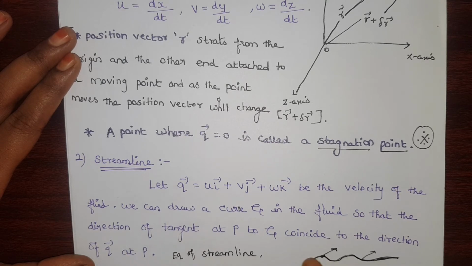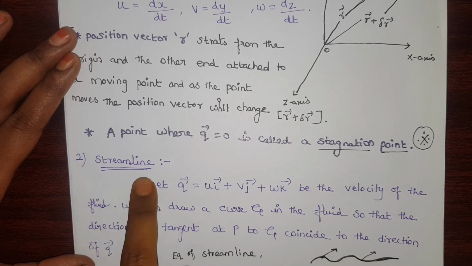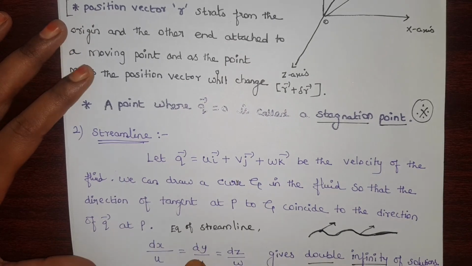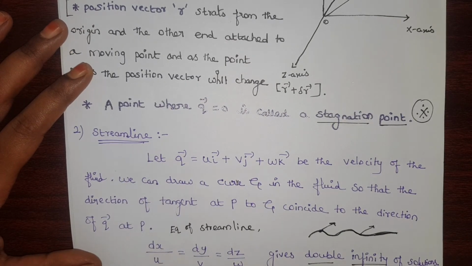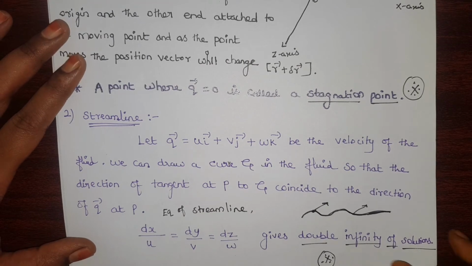Tangent is nothing but a line that touches the curve at a single point only. There will be no connection other than this single point; that is called a tangent. So the direction of the tangent and the direction of the velocity coincide at the point P. This curve is called the streamline. The equation of the streamline is dx by u equal to dy by v equal to dz by w. This equation gives double infinity of solutions. This is an important one mark.